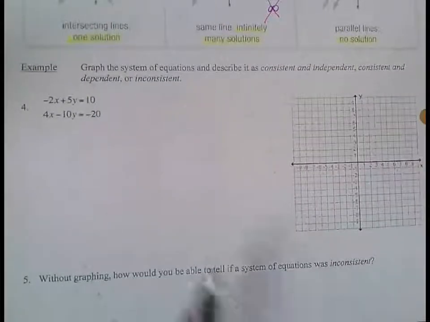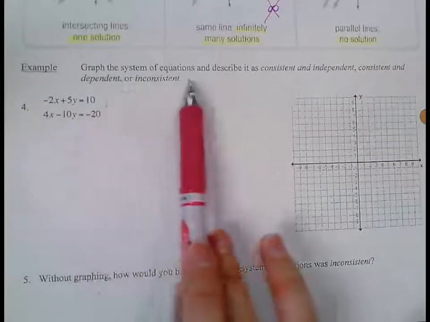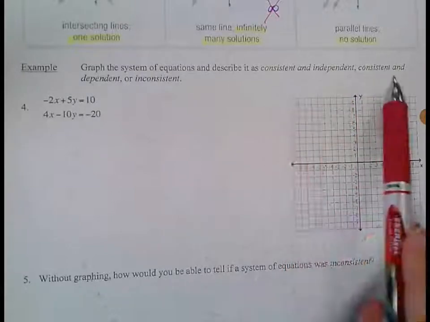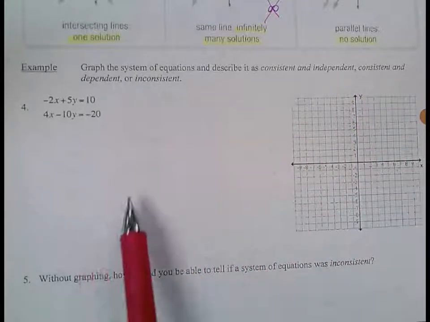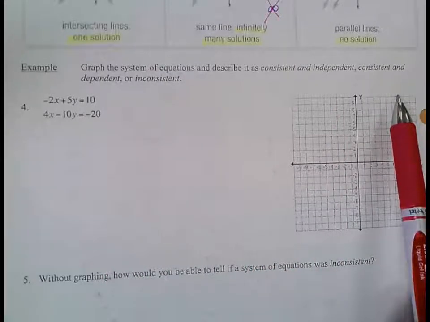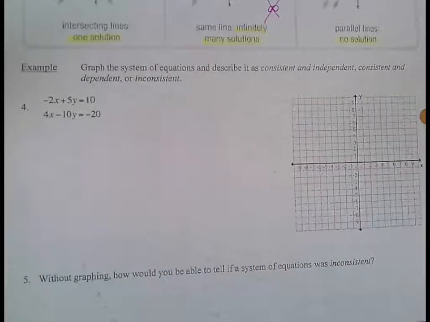Okay, so in example 4, this is just one additional example. But if you see in the directions to graph and then describe the system using these terms, then make sure that if you give the answer, it's fine, but you also have to classify it. So say consistent or inconsistent, independent, dependent.